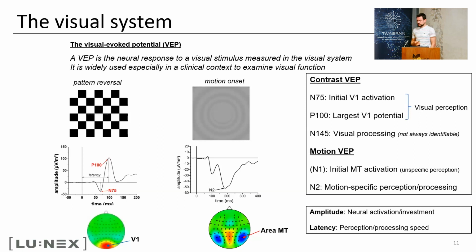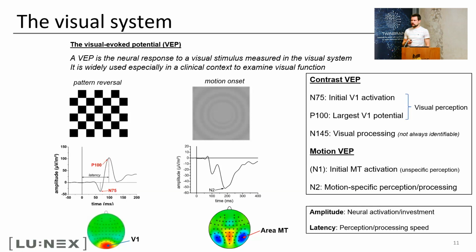So, contrast VEP, especially N75 and P100, these are the potentials of interest for the motion visually evoked potential. As I said, we have in the end two potentials that we can identify. This N1, I put in parentheses because typically we are not investigating that. It is some kind of initial activation of area MT, but it is unspecific.